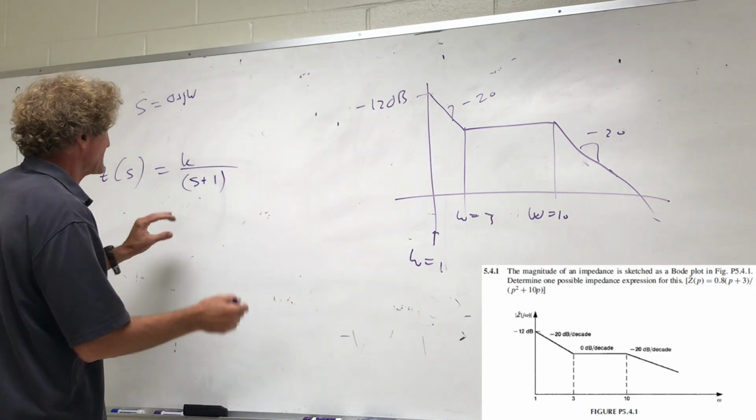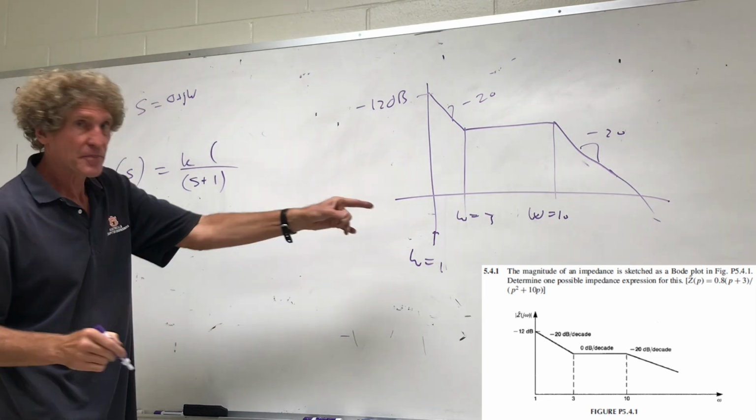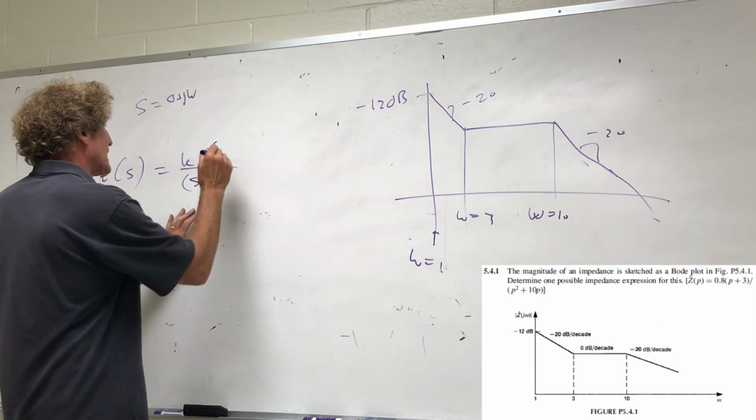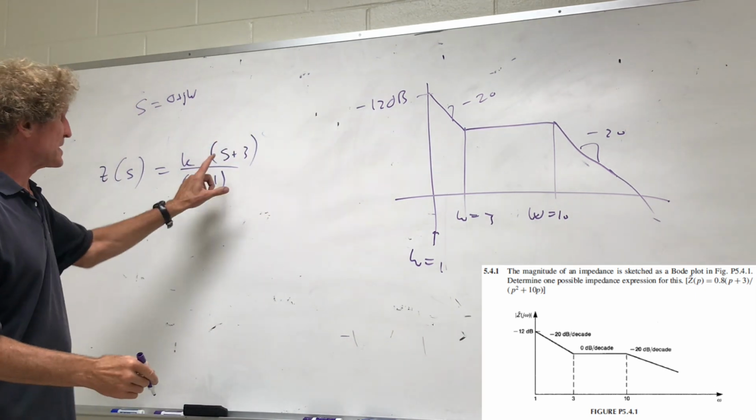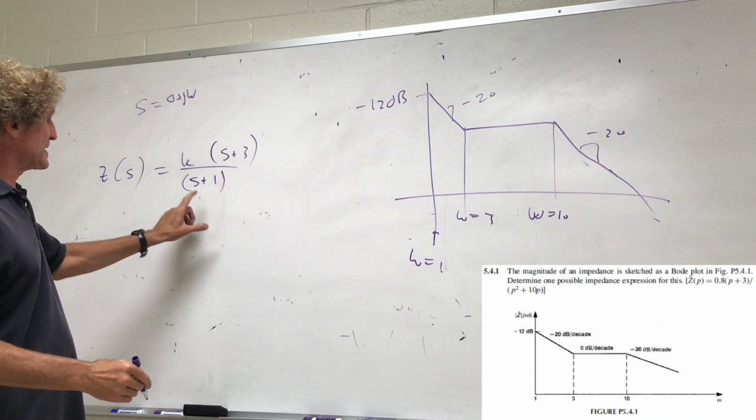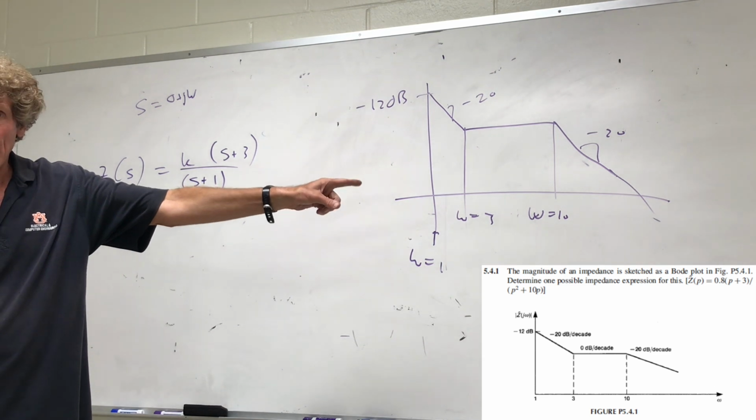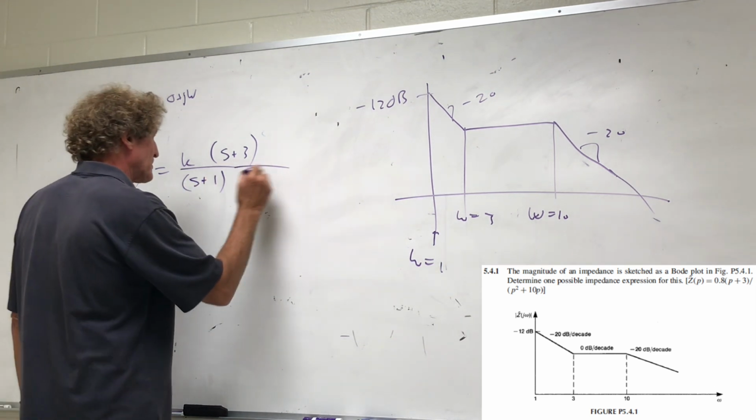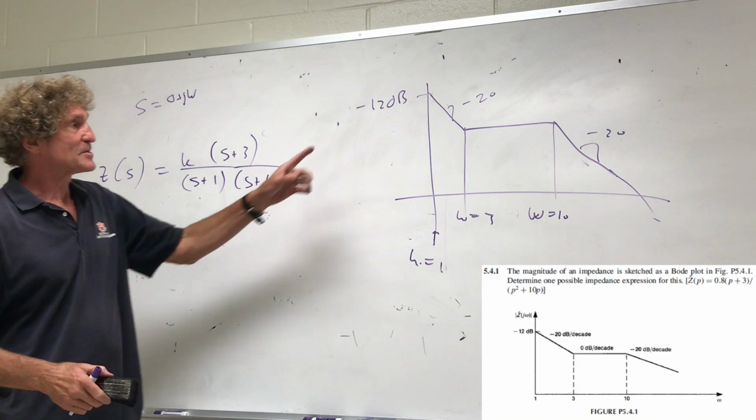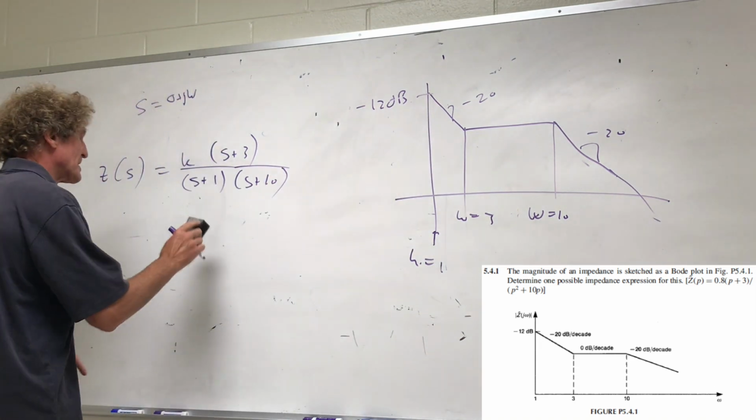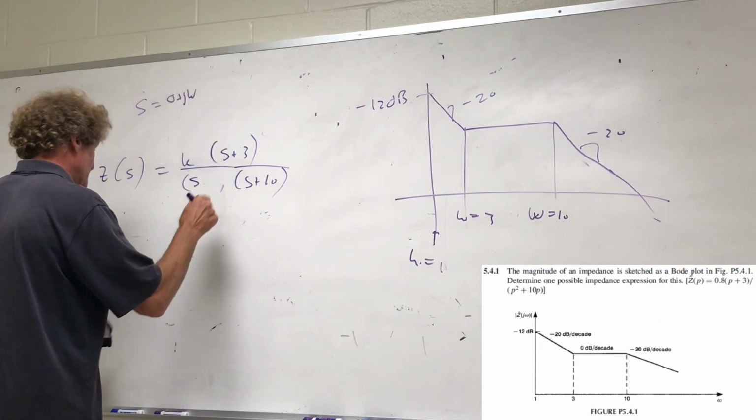The next one, it flattens out. Where does it flatten out? At 3, right? So then you put S plus 3. This thing's going up at 20 dB per decade. This is going down at 20 dB. It flattens out. Then it starts going down again at 10, right? So you divide again by S plus 10. My bad, I'm assuming it's doing this. What I should have done is just put S there. That's absolutely true, my bad.